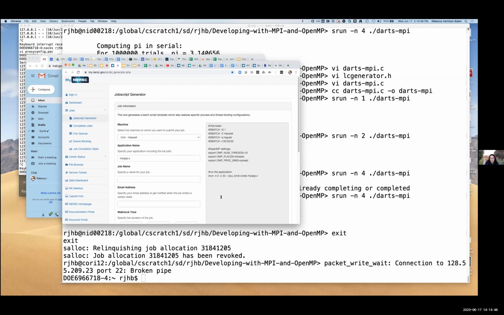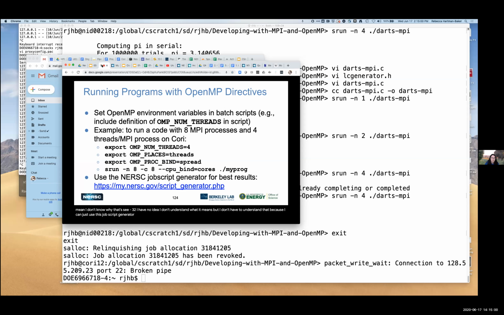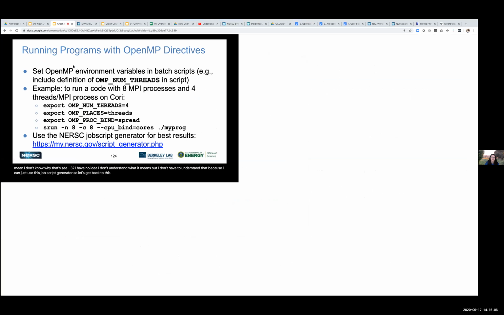And I don't even have to think about it, because I don't even know what any of these things mean. I don't know why that's -c 32. I have no idea. I don't understand what it means. But I don't have to understand that because I can just use this JavaScript generator. So let's get back to this, and maximize, I guess. Oh, that's weird.